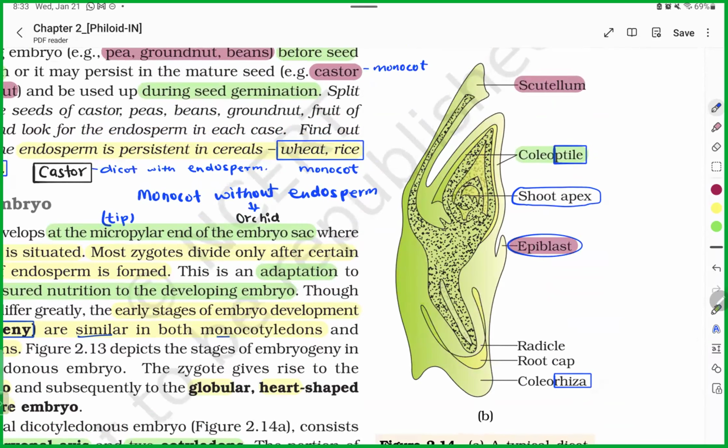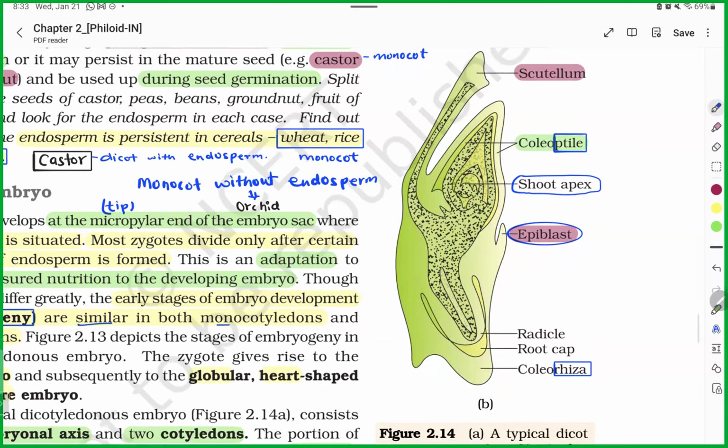Shoot apex is the important thing. Scutellum, coleoptile, coleorrhiza are the important things. Chandana, do you have coleoptile and coleorrhiza in a dicot plant? No, sir. So these are present only in monocot.